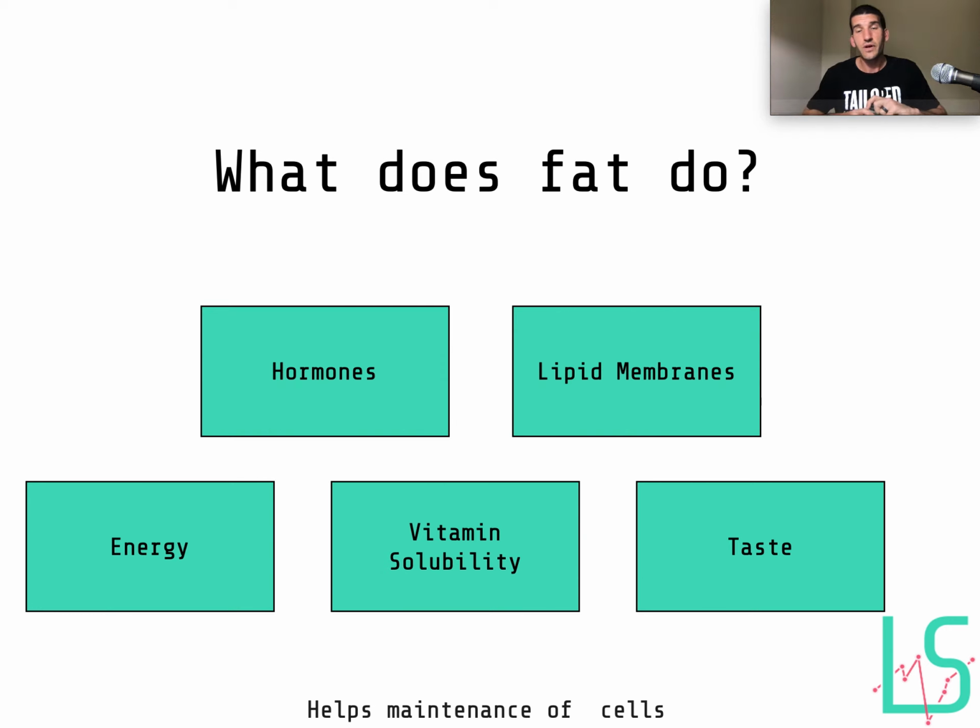Okay, so what does fat do? We have hormones. Fat plays a very large role in hormone regulation, especially if you get really lean or you lose a lot of weight quickly. Lipid membranes, so if you remember bio from high school or whatever, fat basically makes up a lot of membranes. Energy, of course. Sitting here, I am burning mostly fat, kind of that switch between carbohydrate oxidation and fat oxidation, mostly fat right now while I'm sitting. Vitamin solubility, talked about that, and then of course taste, right? Fat tastes really good, so it's a palate type thing.